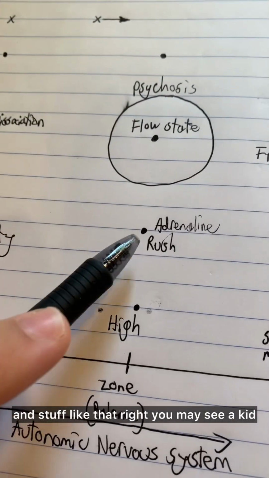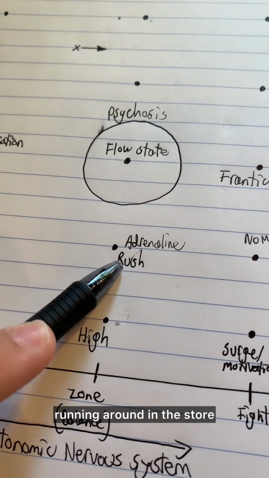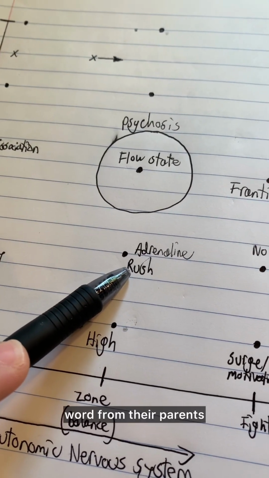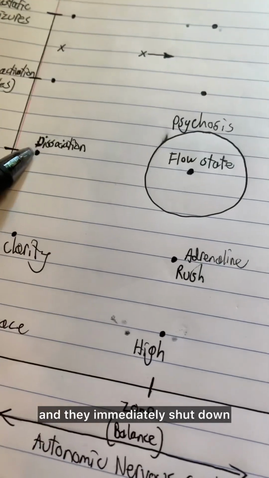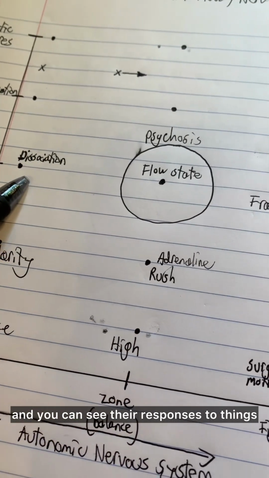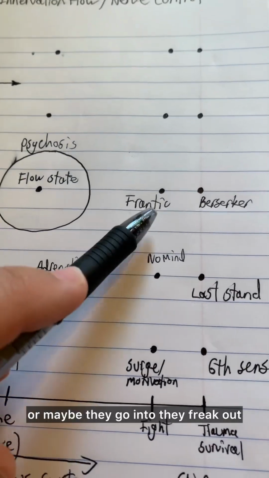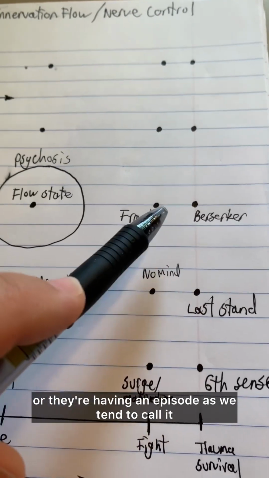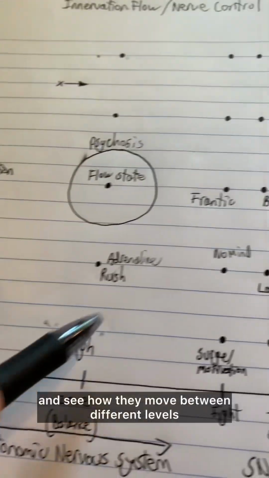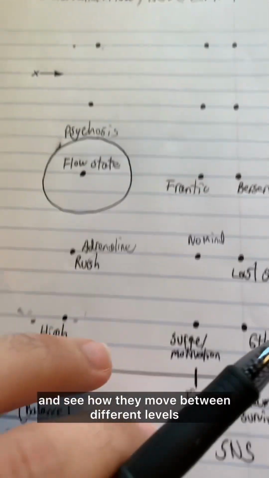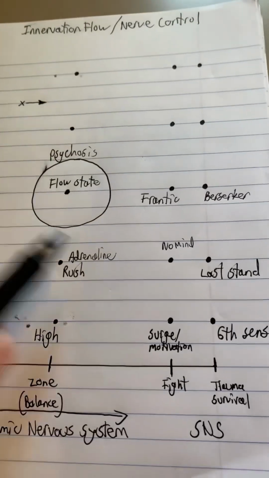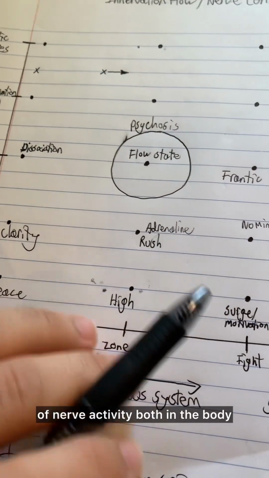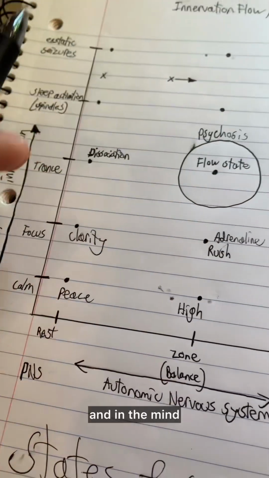Right, you may see a kid running around in the store or a mall or something, and then a sharp word from their parent, and they immediately shut down, and you can see their responses to things. Or maybe they freak out, or they're having an episode, as we tend to call it, and see how they move between different levels of nerve activity. Consciousness is a physiological product of nerve activity, both in the body and in the mind.